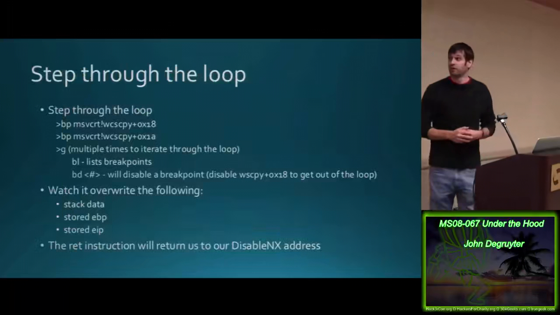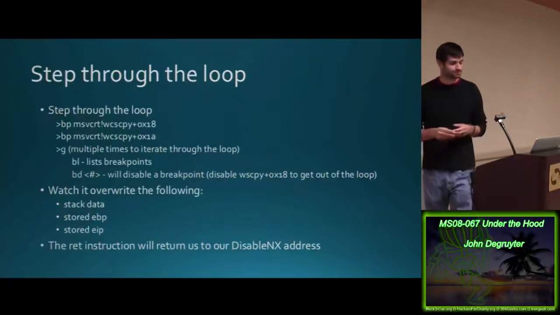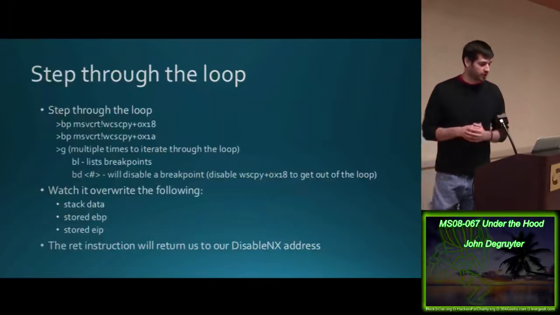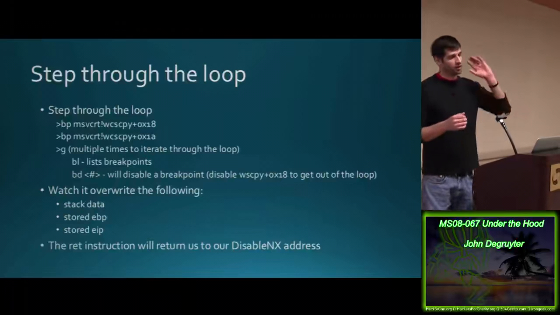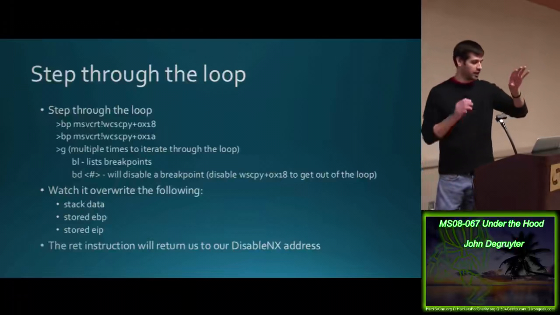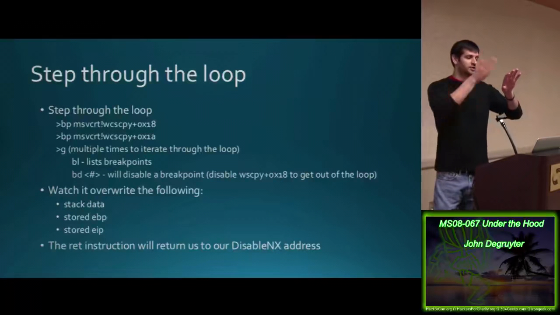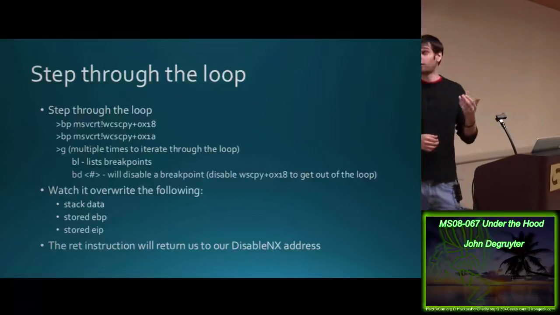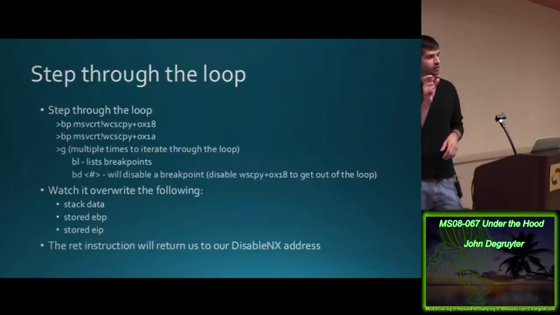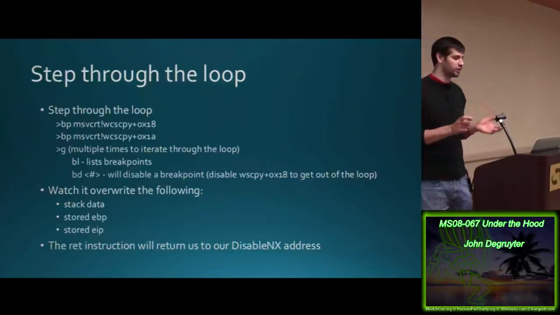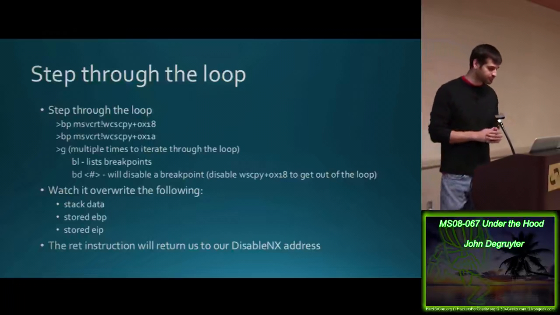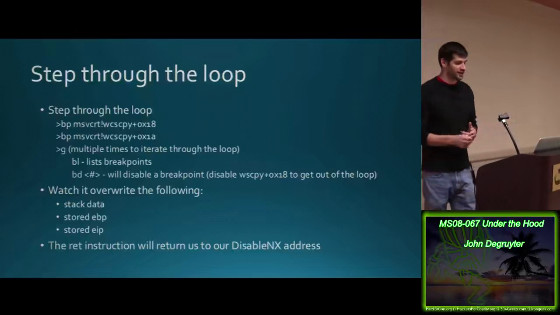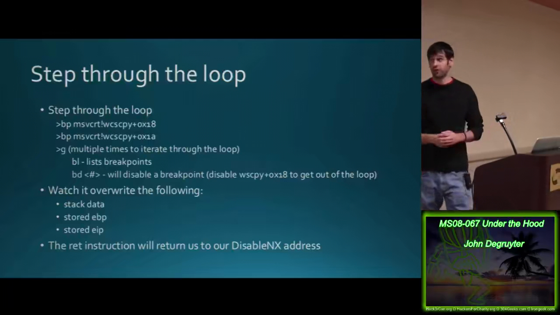So what we can do is go into this function and set a breakpoint and then look at ECX and see what's stored there, and then loop through the copy and watch as the bytes get overwritten. And then eventually it'll overwrite our stored instruction pointer. And then when the function returns, it'll continue execution on whatever we specify with that overwrite. So it's going to overwrite stack data, our EBP, and then our stored EIP.